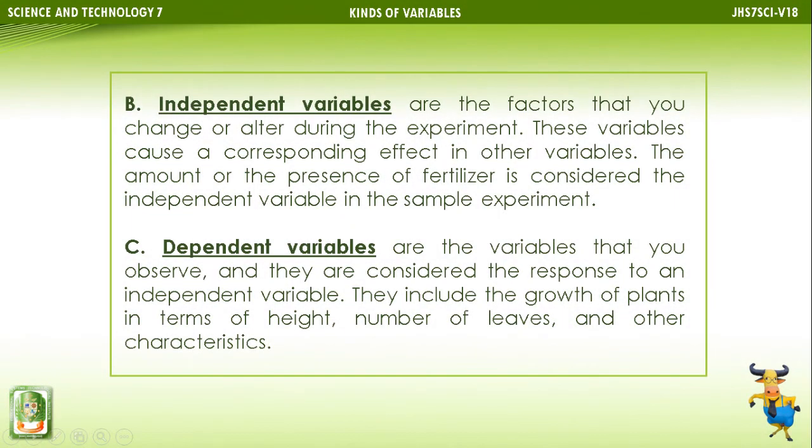B. Independent variables are the factors that you change or alter during the experiment. These variables cause a corresponding effect in other variables. The amount or the presence of fertilizer is considered the independent variable in the sample experiment. C. Dependent variables are the variables that you observe, and they are considered the response to an independent variable. They include the growth of plants in terms of height, number of leaves, and other characteristics.